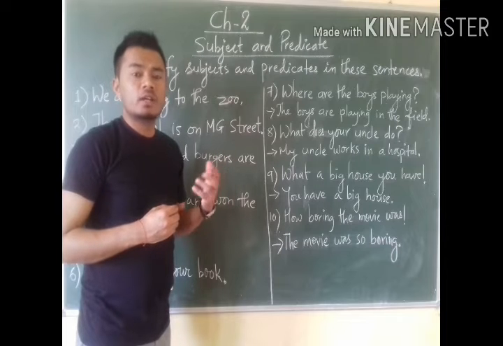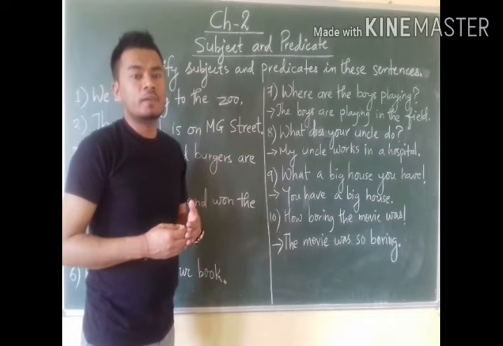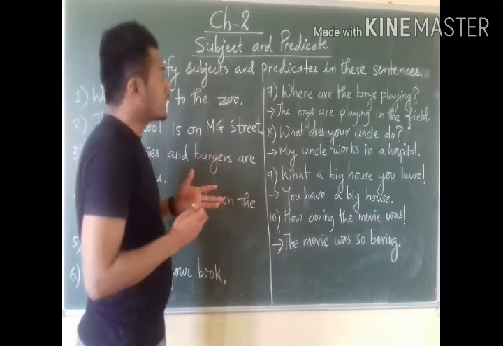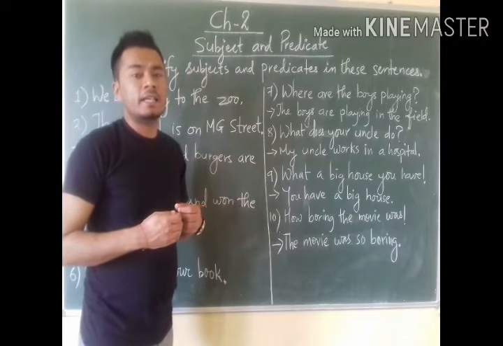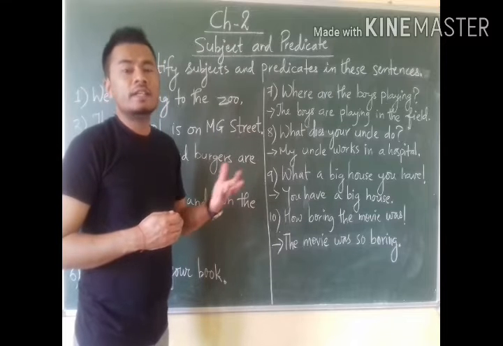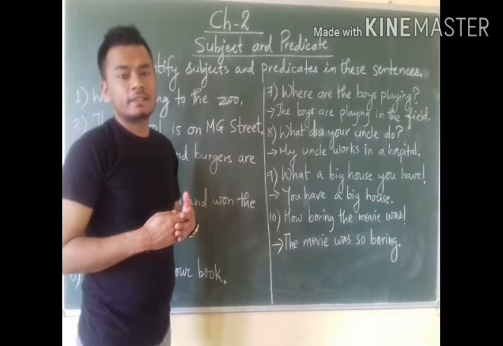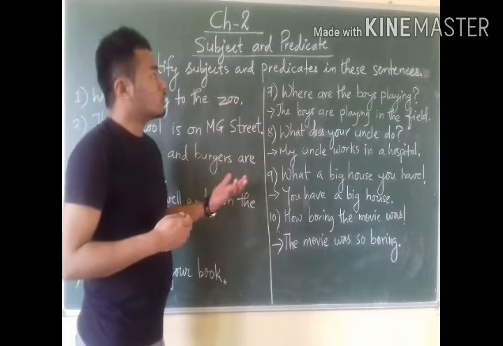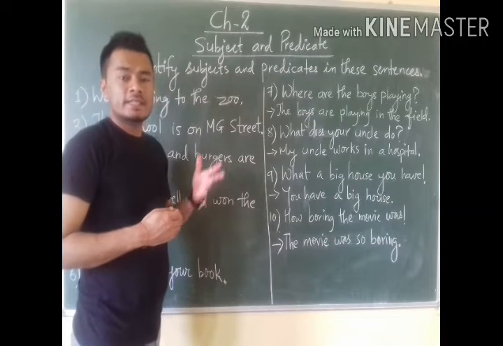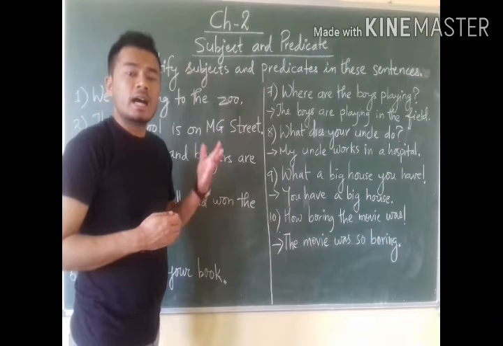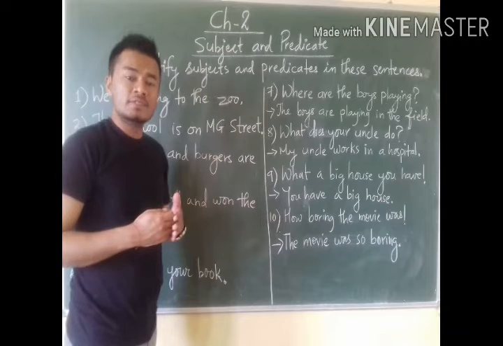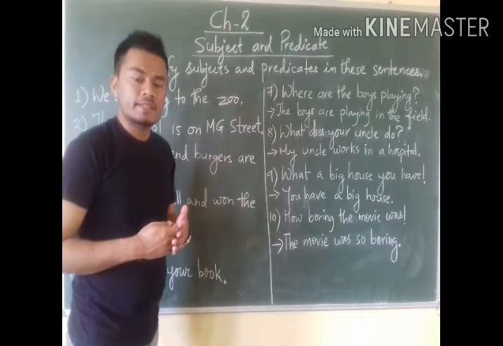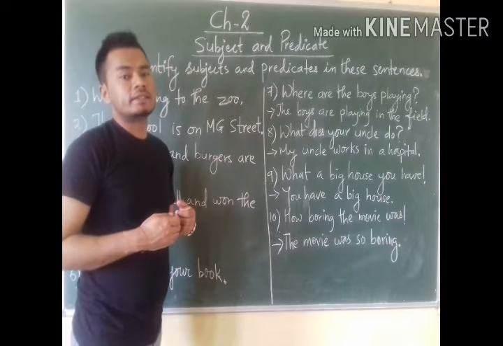But there are more things we are going to understand in today's class, that is how to identify subject and predicate in different kinds of sentences. We all know that according to function, sentences are of four main kinds. They are assertive sentences, imperative sentences, interrogative sentences, and exclamatory sentences.